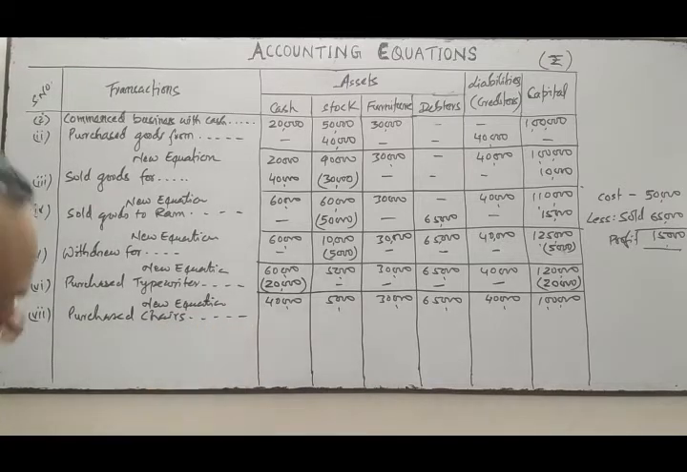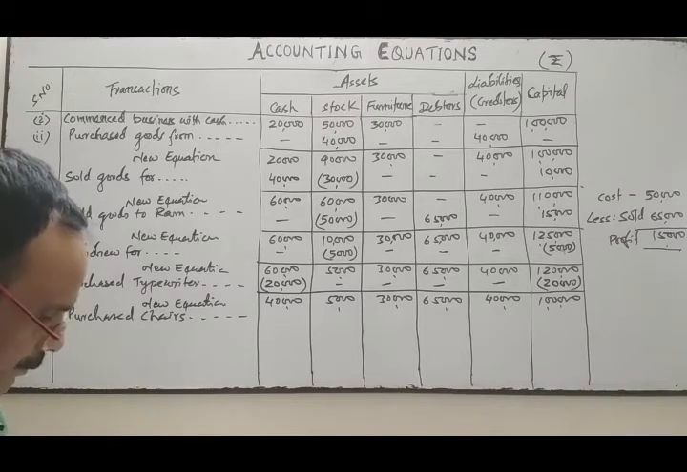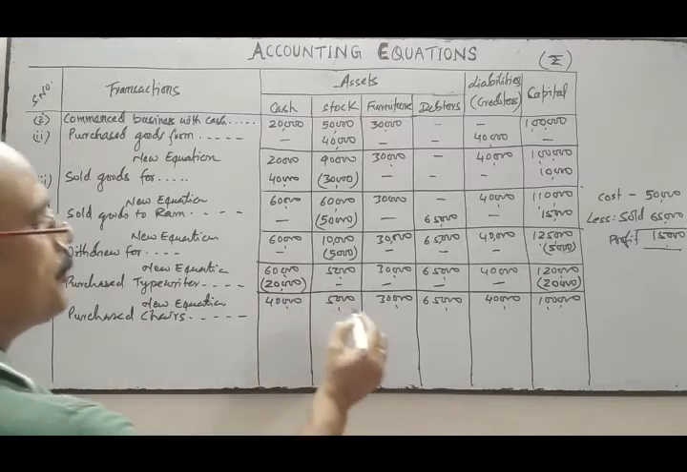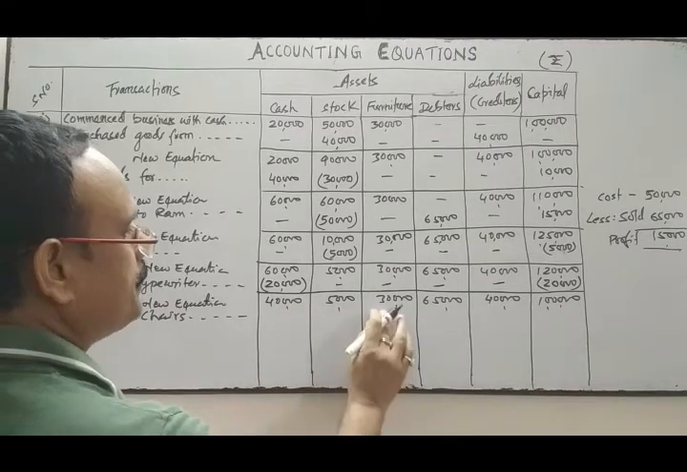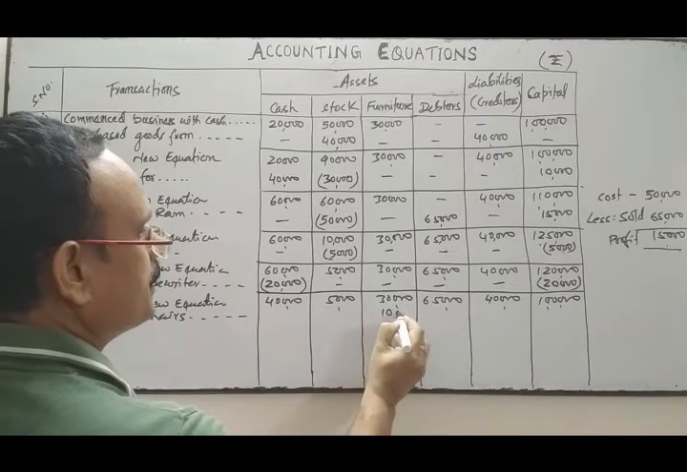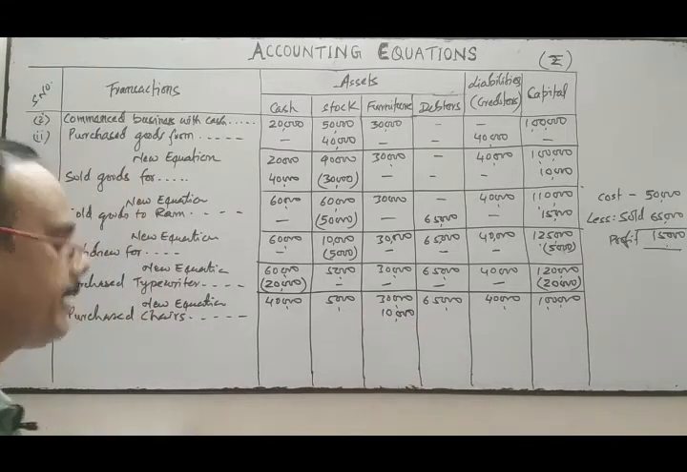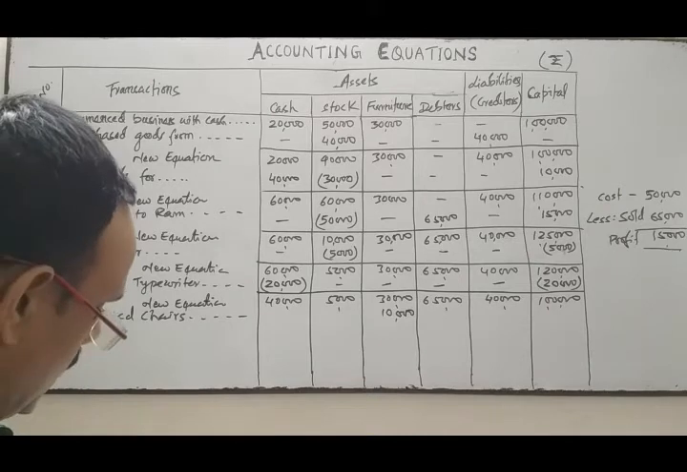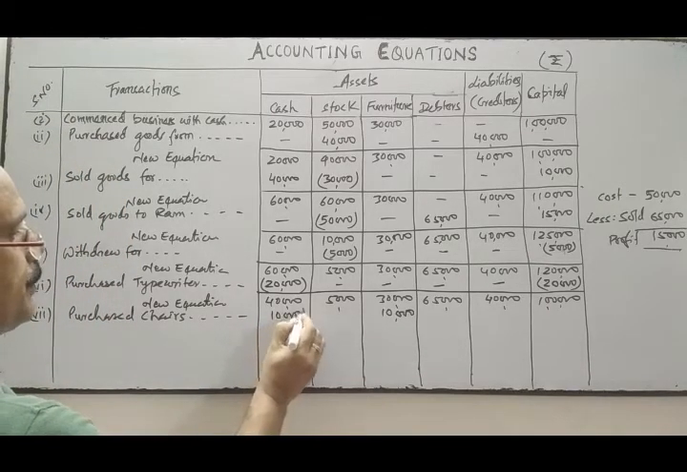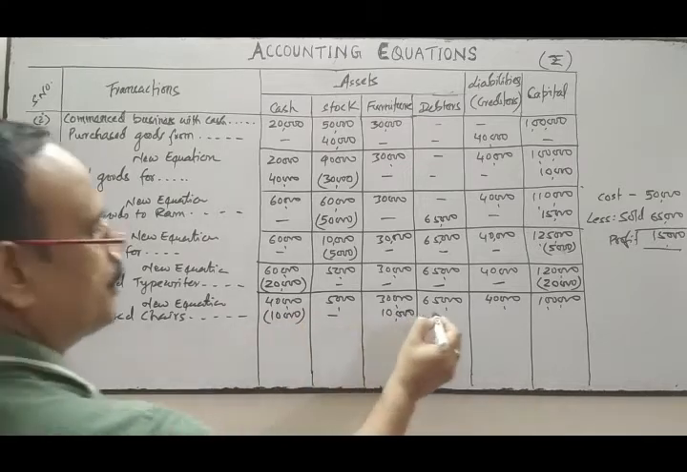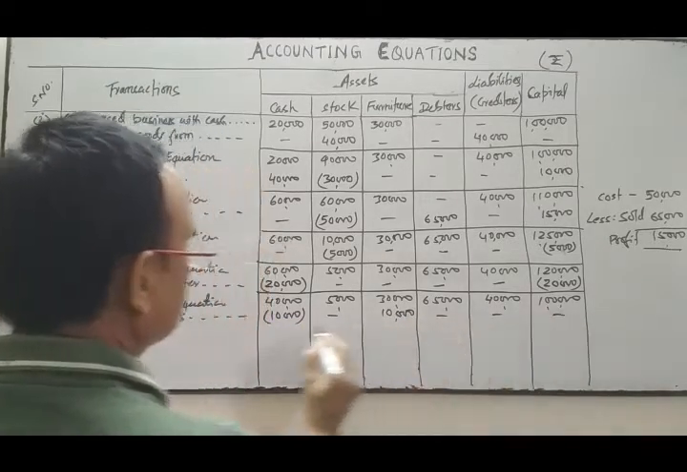Write the full, complete sentence: purchased a chair for office use, for cash. When it is purchased for office use, the furniture account will increase by 10,000, and cash will reduce by 10,000, because the furniture was purchased for cash.